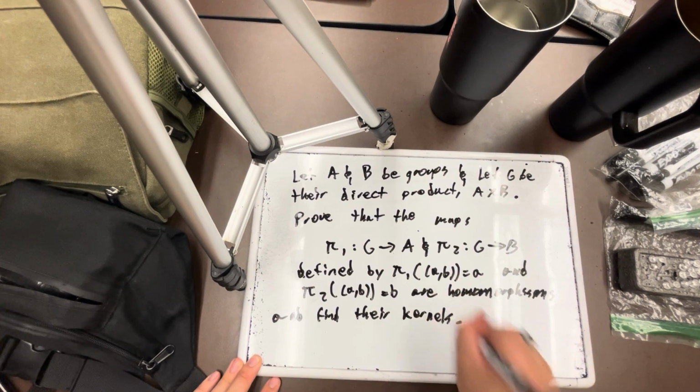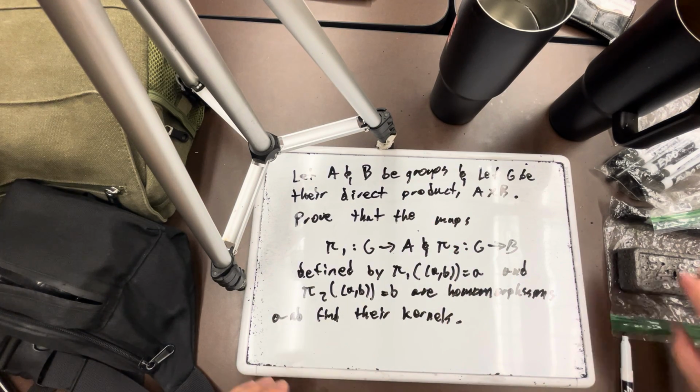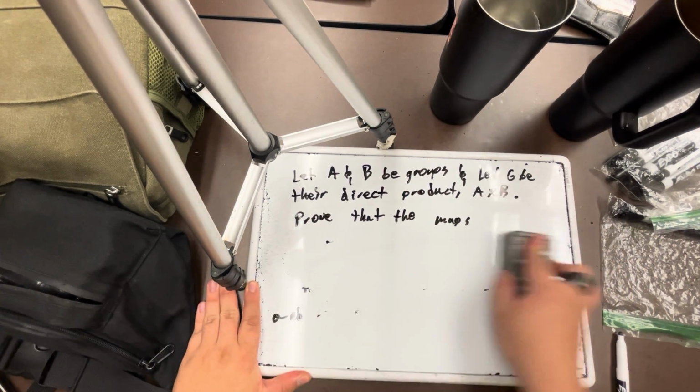Right? So intuitively, multiplication in A cross B is coordinate-wise, right? So projecting to a coordinate respects multiplication automatically. The kernel of a projection is everything with that coordinate equal to the identity. So let's go ahead and look at that a bit more rigorously.